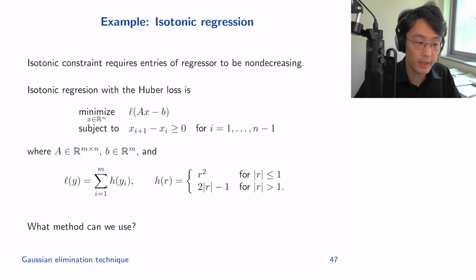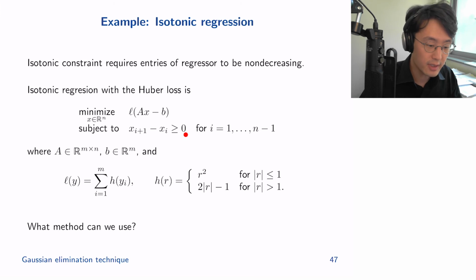Okay, now let's take a look at an example. This one is referred to as isotonic regression. So isotonic regression, as the name suggests, involves an isotonic constraint. An isotonic constraint requires all of the entries of the variable x to be non-decreasing. So this is the isotonic constraint: x_(i+1) has to be bigger than x_i.